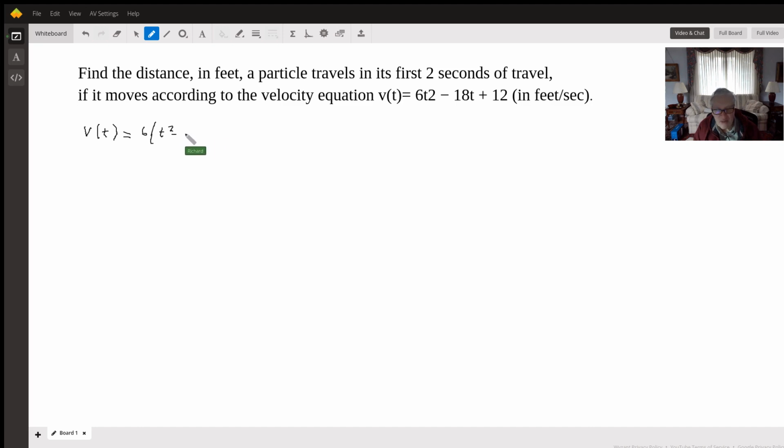So that's a 3 there. And we can factor that. So it's t minus 2, t minus 1. So we can get a nice little sketch of this thing. I'm just going to ignore the 6 for a moment.